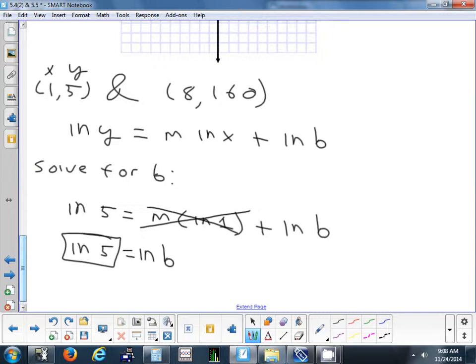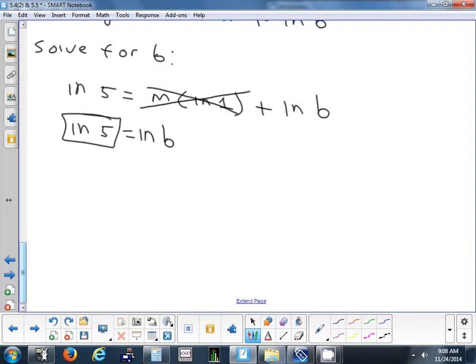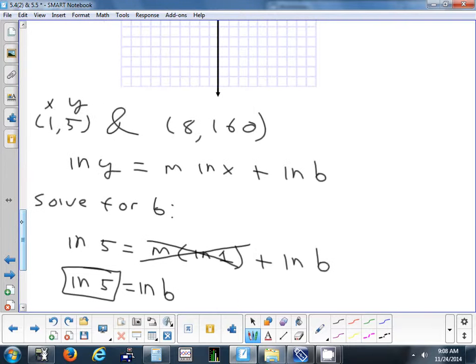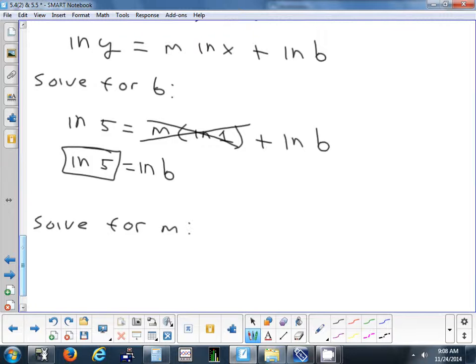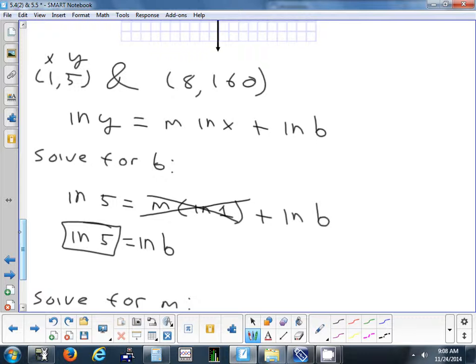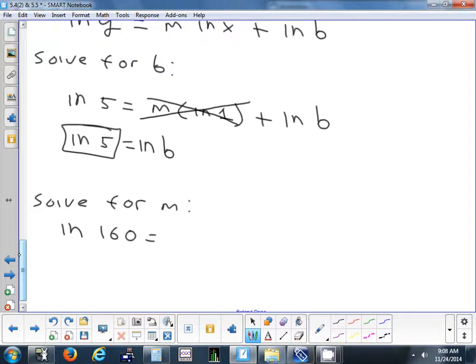What else do we need besides b? Yep, m. We need m. Okay, so now we'll solve for m. You can't solve for m, though, until we have b. But now we have it. b is 5. Okay, this time, I'm going to use a different point. I can't use 1, 5, because if I keep using 1, 5, it's going to cause m times natural log of 1 to always cancel out. I can't have that cancel out if I want to find m. All right, so we're going to have natural log of 160, which is my y value, equal to m times natural log of 8 plus ln 5.